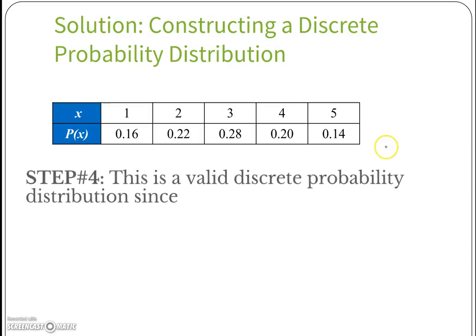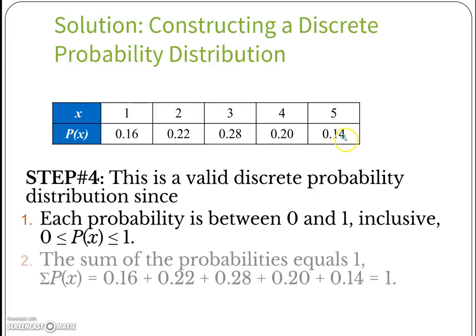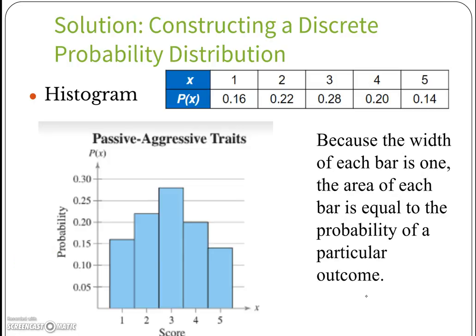So then once we have our probability distribution, we want to make sure that it is valid. We want to check that each of these probabilities is between 0 and 1, which it is, and then you want to find the sum of all of those probabilities. We add them all up and it equals 1. So this is a valid probability distribution. So that would be the last step.